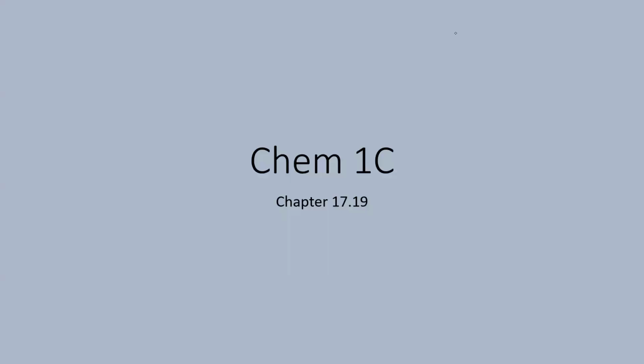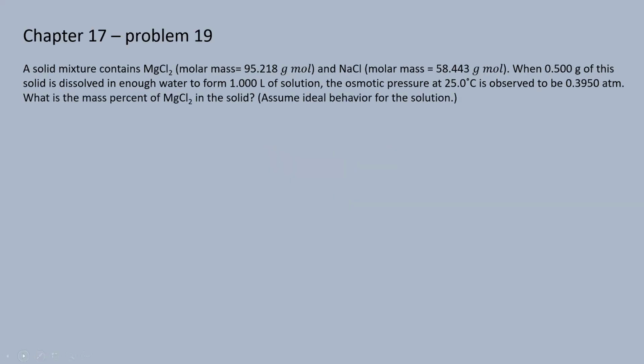Chapter 17, Problem 19. A solid mixture contains magnesium chloride and sodium chloride. When 0.5 grams of this solid is dissolved in enough water to form 1 liter of solution, the osmotic pressure at 25 degrees Celsius is observed to be 0.3950 atmospheres. What is the mass percent of the magnesium chloride in the solid? Assume ideal behavior.